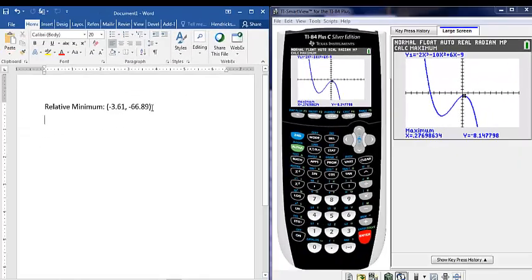And so it tells me that my relative max is 0.28 if I round to 2 decimal places, and negative 8.15.